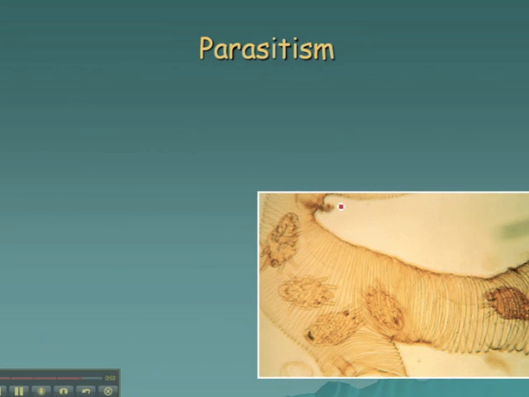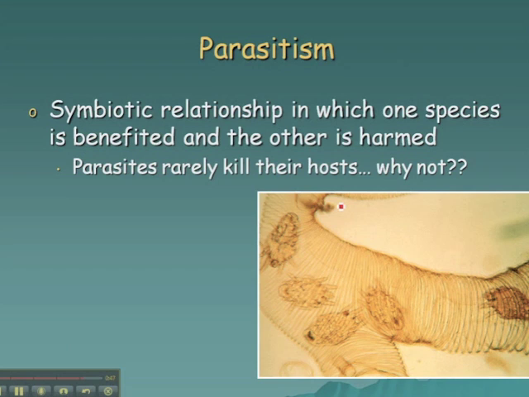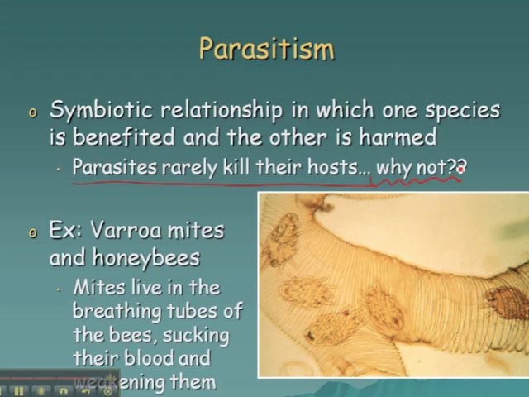Okay, parasitism, as you guys know, I'm sure, is where one species is benefited and the other is harmed. Okay, parasites rarely kill their hosts. You might want to think about why that is, and why a parasite would be upset if their host died. Okay, an example is these mites with honeybees, and this is quite a graphic picture of the breathing tubes of the bees, and these mites that basically suck the blood out of them and help weaken the bees. So that's not good. So that's an example of parasitism.